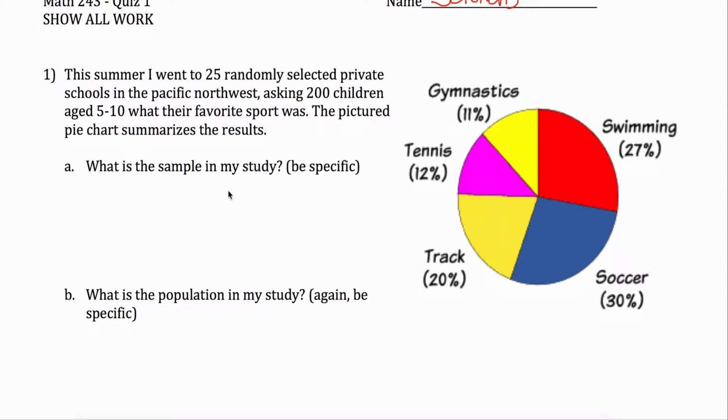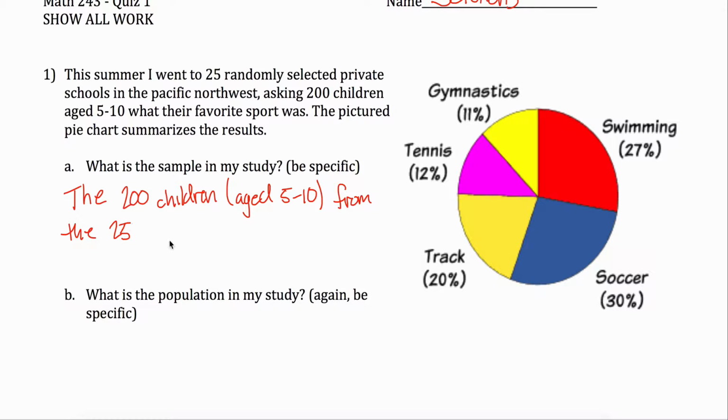The first question asks what the sample in the study is. The sample in any study is the smaller group, the group that you actually collect data from. So in this case, that's these 200 children. So maybe I'll write, a little bit briefly, the 200 children, parenthetically aged 5 to 10, from the 25 Pacific Northwest private schools. Those kids is what you're getting at here.